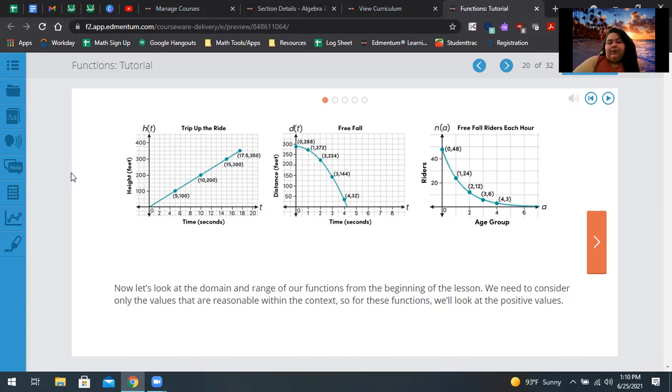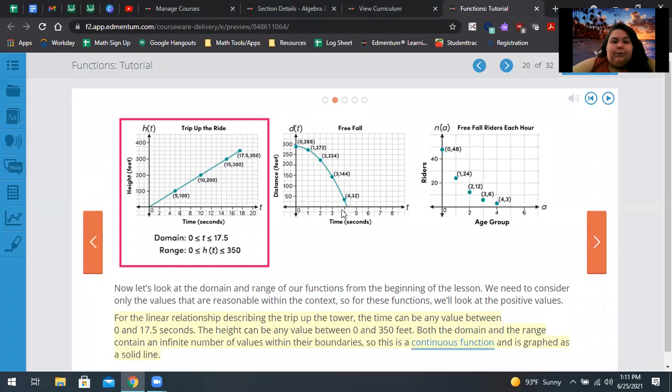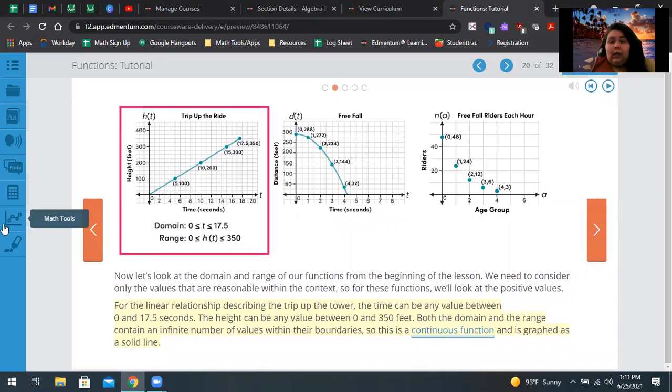So we would have to ignore, or put aside, the negative portion and go from 0 to 15, because that is a more reasonable answer. So that's what we're going to consider in the next couple of slides by looking at these problems. It says right here, now let's take a look at the domain and range of our function from the beginning of this lesson.